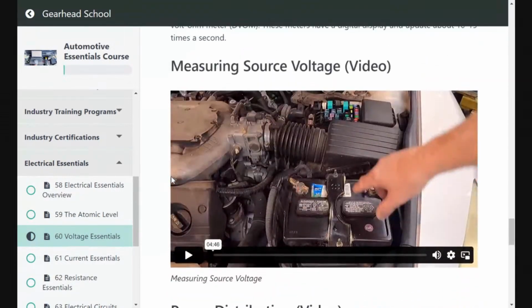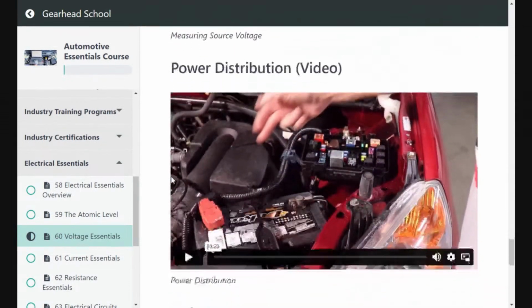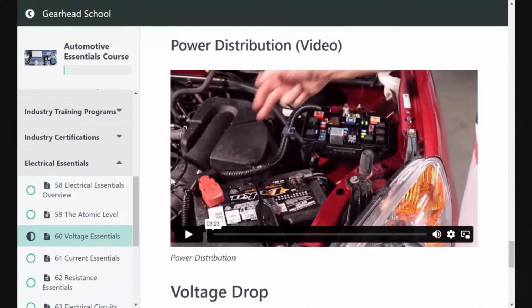And then a video that I made here again on how to measure source voltage. And when you start talking about the fuse box, it's also a good time to sneak in a conversation about power distribution. When the cable leaves the positive post of the battery on the way to the fuse box, it is not protected.